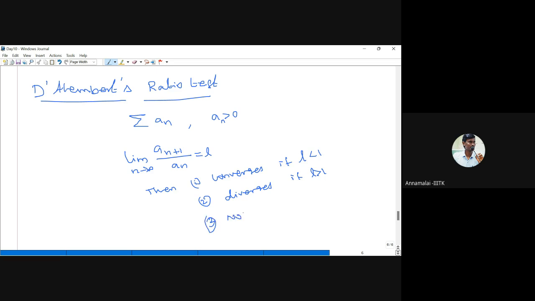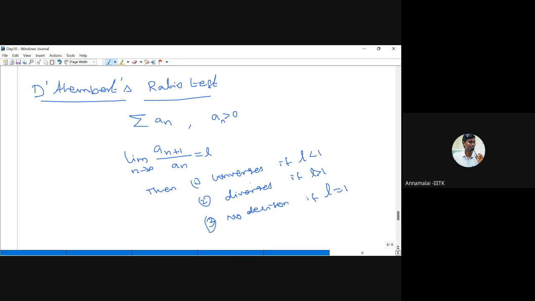Otherwise the test fails, and no decision is possible. Sometimes it may converge or diverge. We cannot say anything about the convergence or divergence of the series if L equals 1. So keep in mind the (n plus 1)th term by the nth term: if the limit is less than 1 it converges, and if it is greater than 1 it diverges.